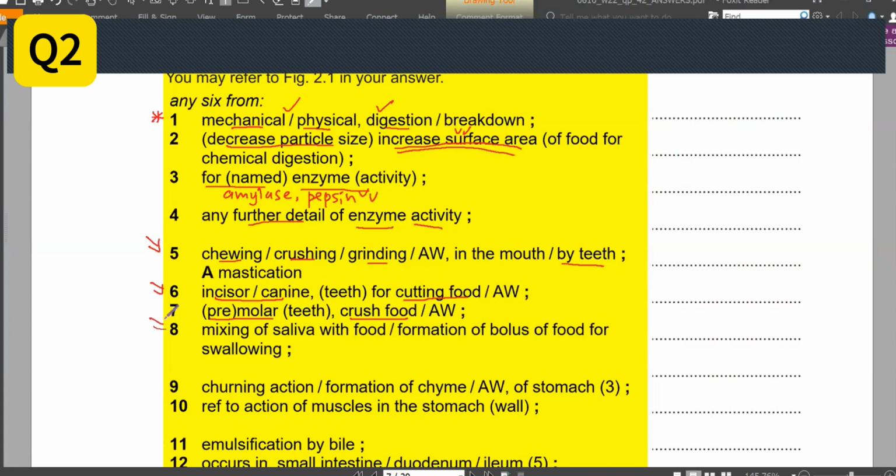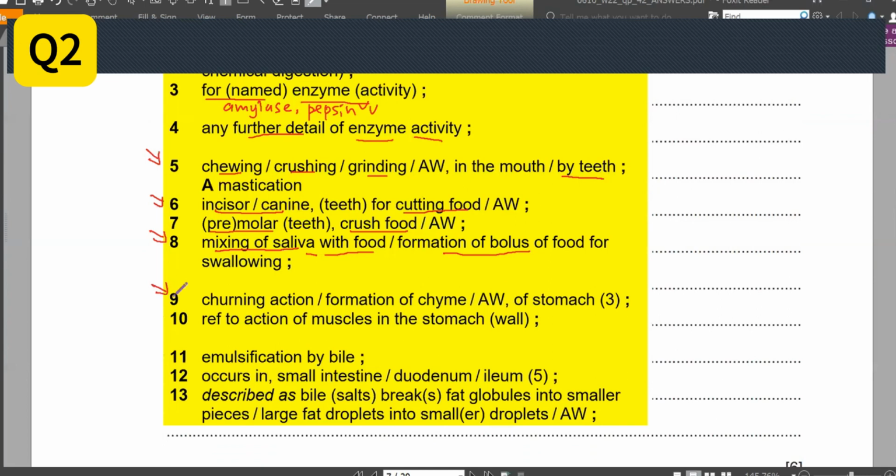Another type of mechanical digestion is mixing of saliva with food. This will mix the food evenly with our saliva, and inside the saliva there is amylase enzyme. That makes it easier for the amylase enzyme to act on the substrate. And then there is formation of bolus, which makes it easier for swallowing.